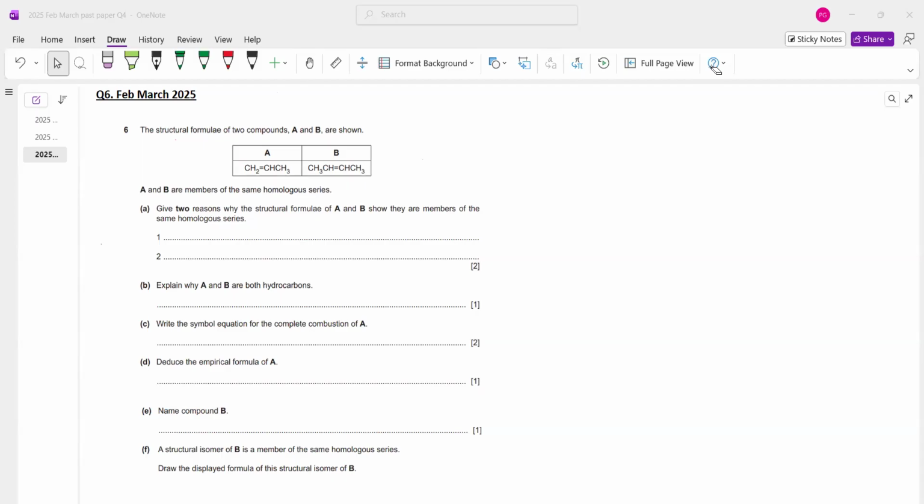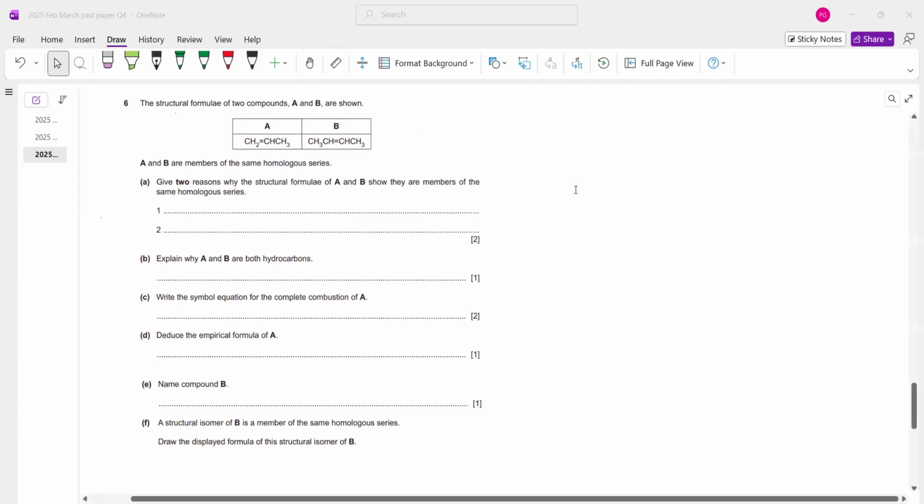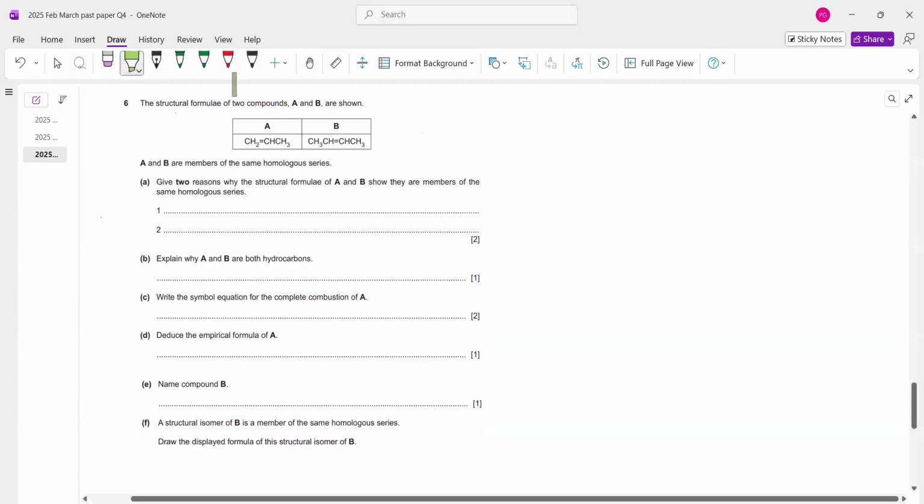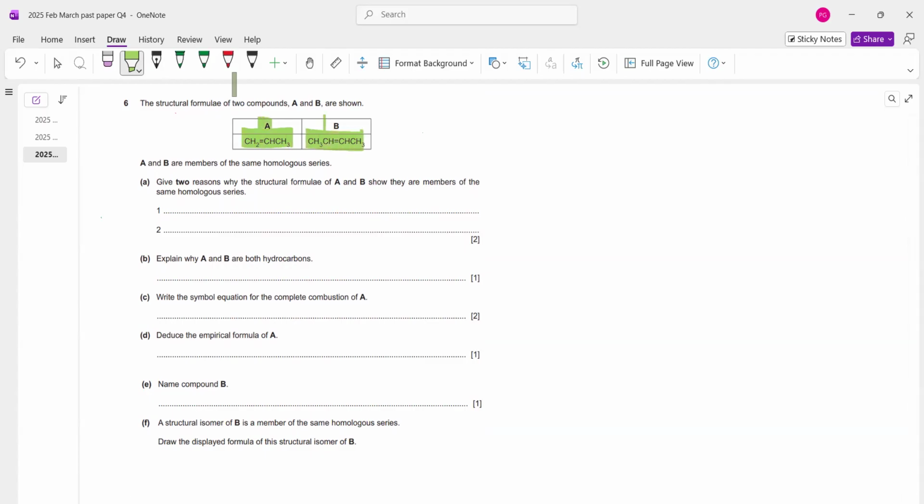Hi everyone, today we will be solving question number 6 of February March 2025 paper 4-2. The question says the structural formula of two compounds A and B are shown. So this is the structural formula of compound A, this is the structural formula of compound B.